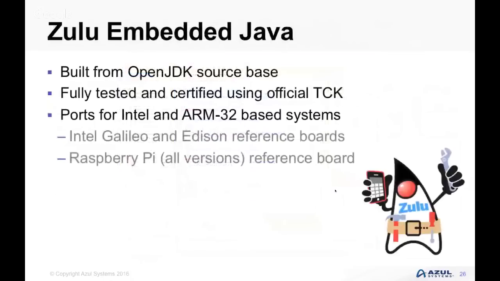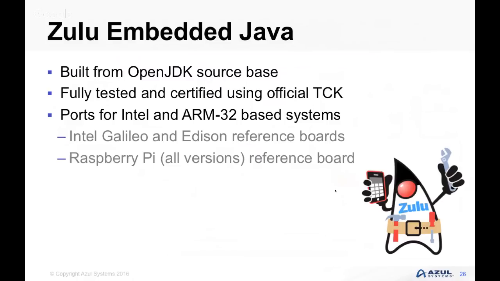So the last thing I just want to mention, because we're talking about running Java on IoT type platforms, is Zulu embedded Java. Now, what we at Azul have done is we have said, right, let's take the OpenJDK source code, and we want to use that so people can run applications on embedded devices. We have ported the OpenJDK code specifically for the Intel architecture and the ARM32.